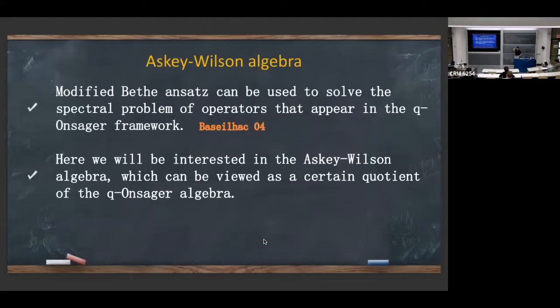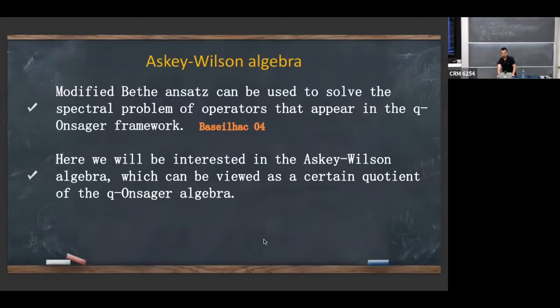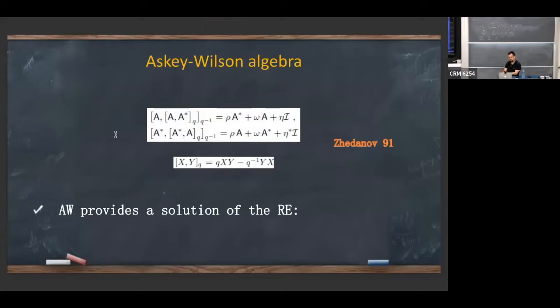And now let me move to the Askey-Wilson algebra. The idea here is that we can use this modified Bethe ansatz to solve the spectral problem of some operators that appear in the Q-Onsager framework, all right? Particularly, we are going to be interested in the Askey-Wilson algebra, which is actually a quotient of the Q-Onsager algebra. Let me briefly review what the Askey-Wilson algebra is.